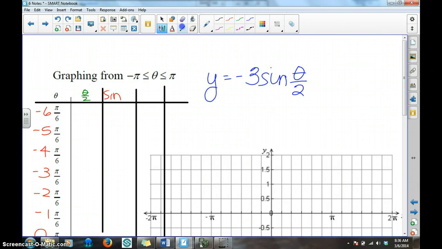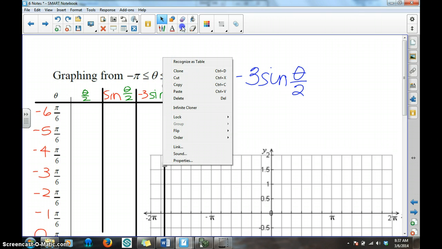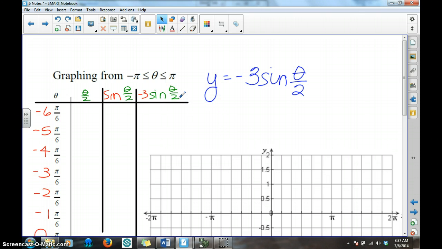Sine of, and I always have to write what was there before. So that's the sine of theta over 2, meaning it's the sine of what was in the column just before it. And what will be in this column right here? That'll be -3 times the sine of theta over 2. And the stuff that I've drawn in green is what I already had, and the stuff that I've drawn in red is what I'm adding on. Does everybody see where I got that from?